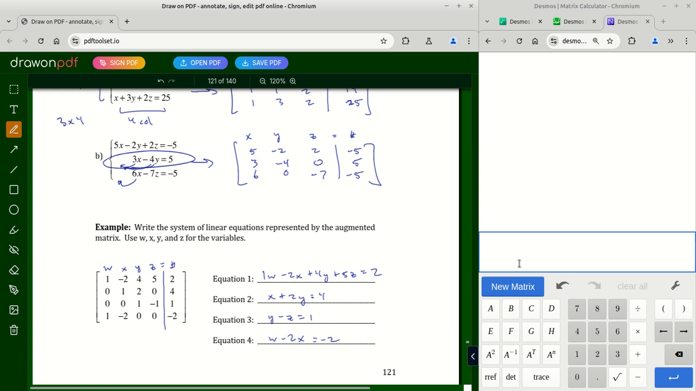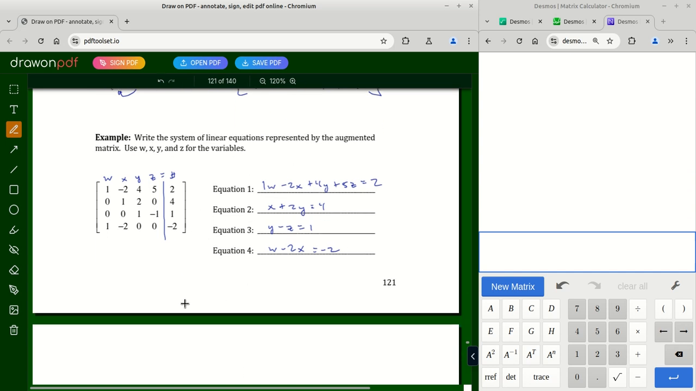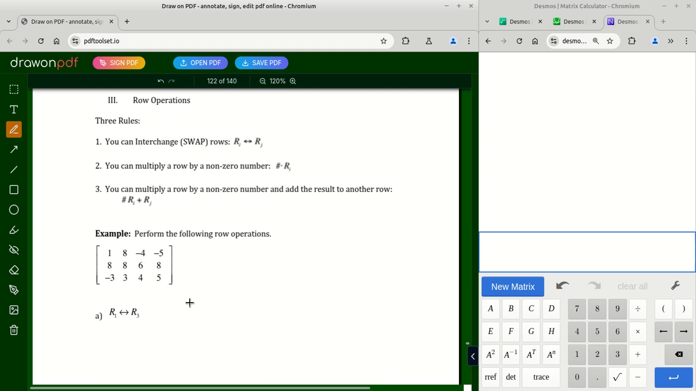because what we're going to do is use Desmos to solve it. And then we have to use this equation method to actually get the results out of it. Okay? So the next thing is row operations.